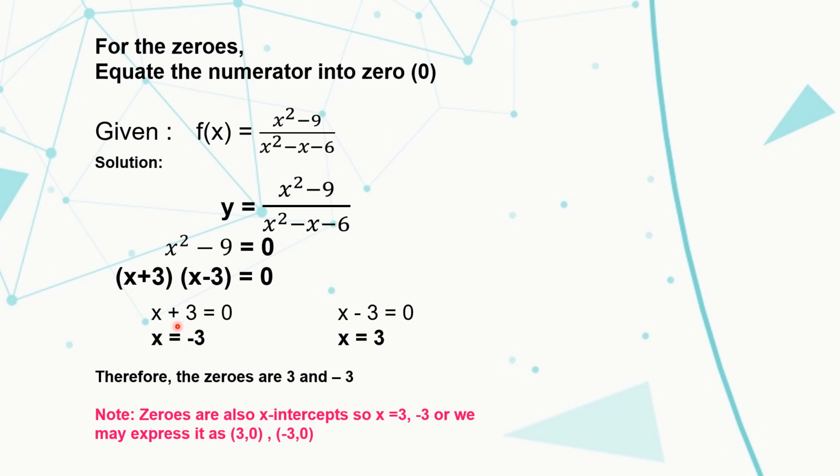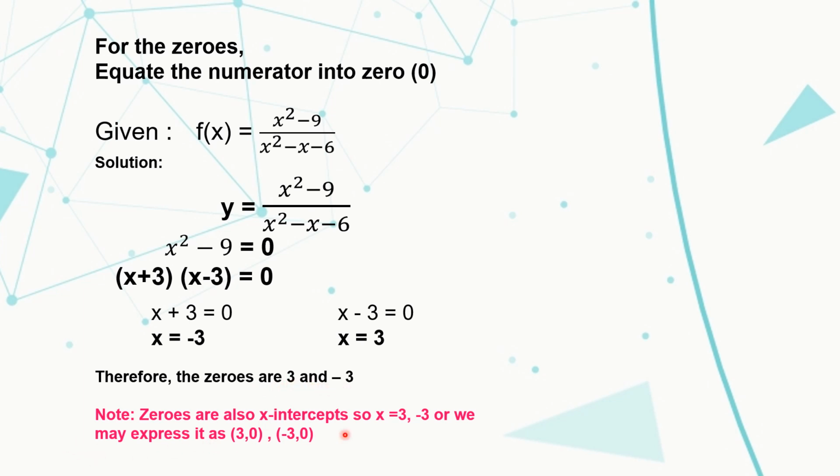Solving for x, just transpose positive 3 to the right side of the equation, magiging negative 3 siya. So, x now equals negative 3. And x minus 3 is equal to 0. Ilipat din natin yung negative 3 on the right side. So, naging positive 3. So, x now equals 3. Therefore, the zeros are 3 and negative 3.